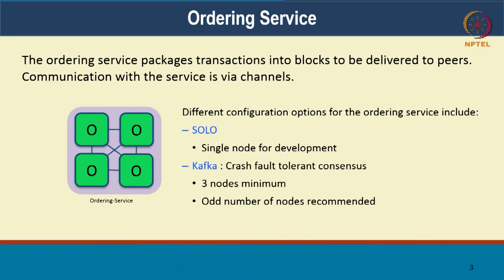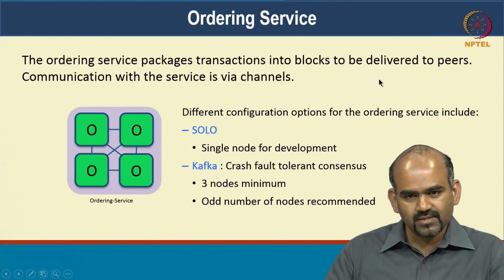We talked about the ordering service a little bit in the previous lecture, right? So the ordering service, as I mentioned, is responsible for ordering a sequence of transactions into blocks, and it's going to deliver this sequence of totally ordered transactions to all the peers in the network. The communication with the service is via channels. So we'll talk about channels in the next slide.